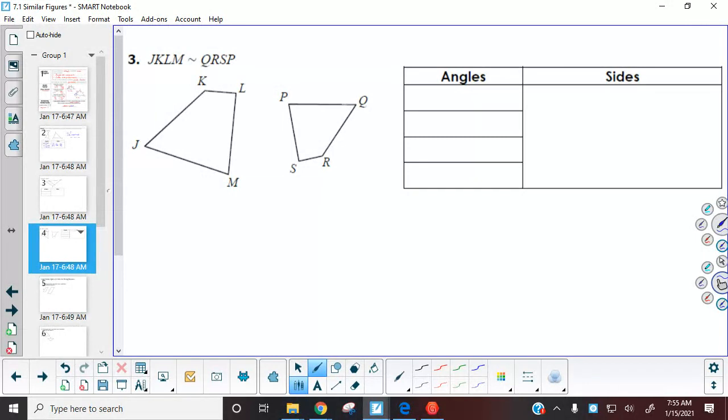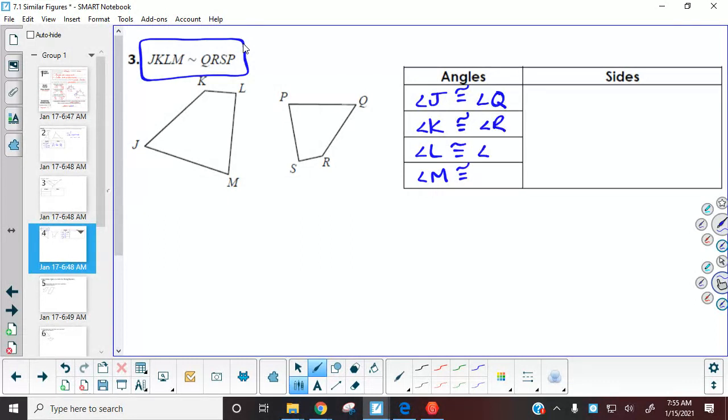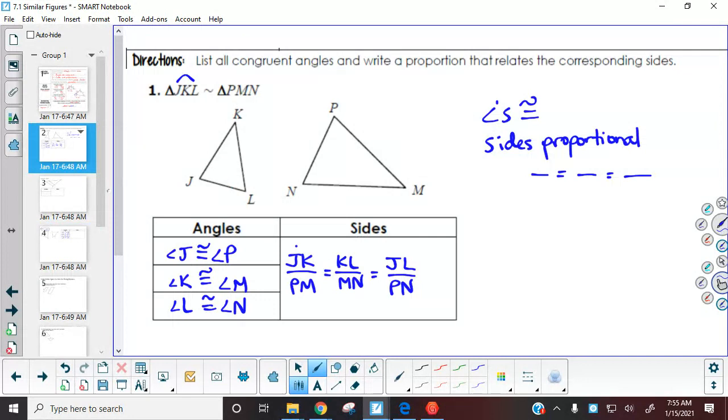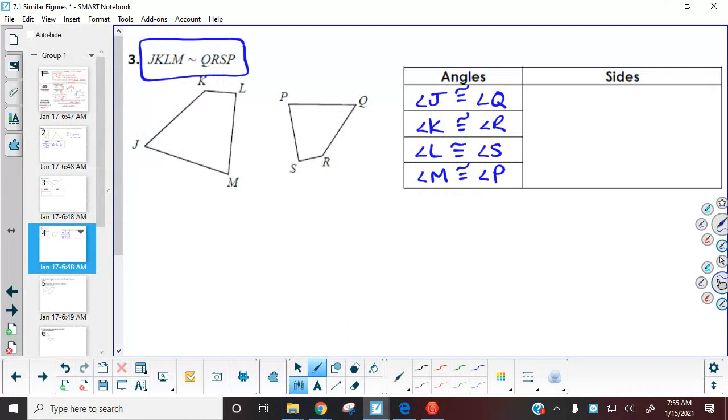So again, when you look at your angles, I am only focusing on the names. I'm not even looking at the picture. So I've got angle J, angle K, angle L, and angle M. Those are going to be corresponding to, J was the first one, so Q. Then we have R, and then we have S, and then we have P. Your sides, the only difference with your sides is that on the one we did a second ago, you had 3 ratios set up because there were 3 sides. Now you have 4 sides, so you're going to have 4 ratios.